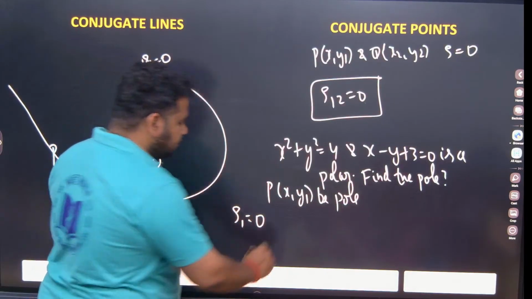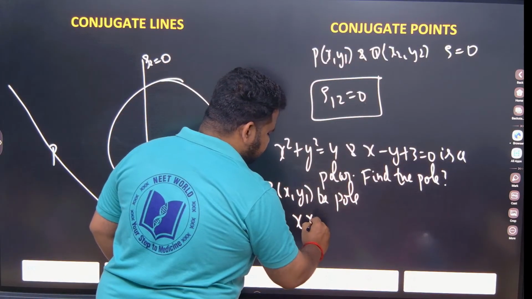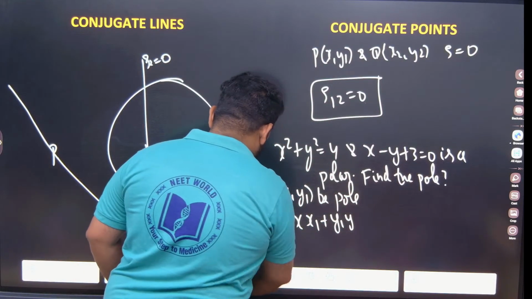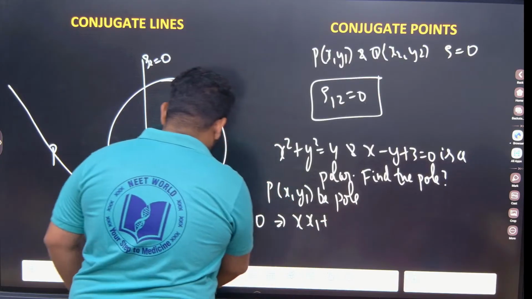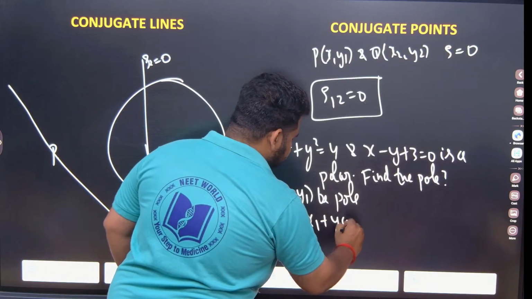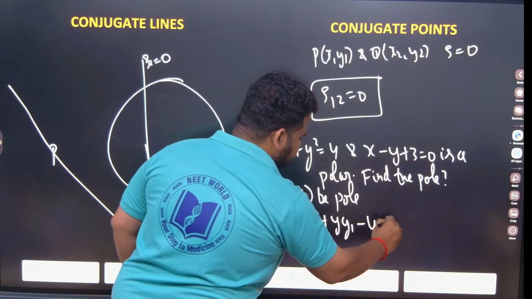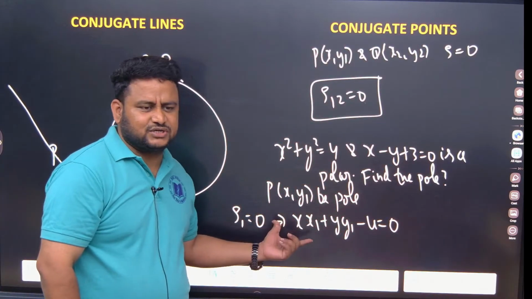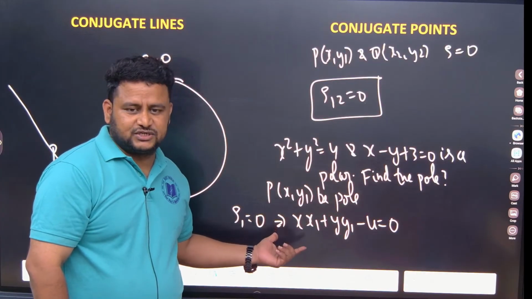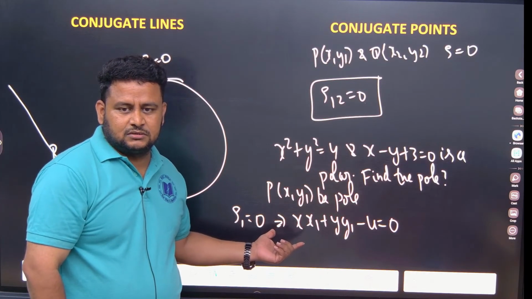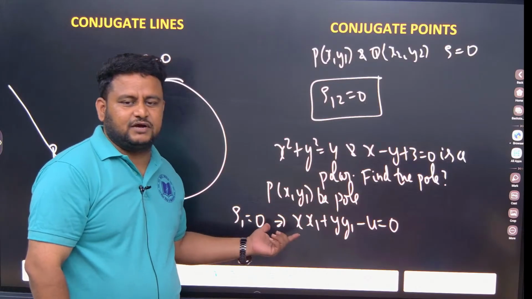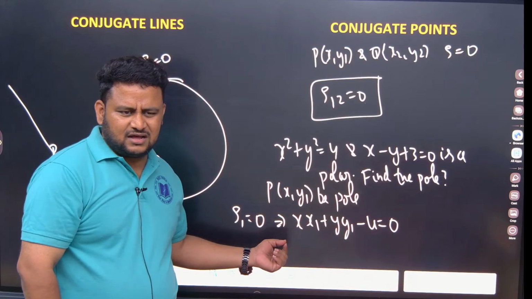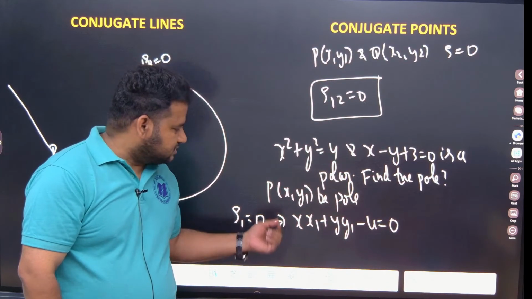So this will become x x1 plus y y1, let us bring 4 this side, minus 4 is equal to 0. So this is S1 is equal to 0. What is this equation? Roshni, what is this equation? It is the equation of the polar. All of you wake up.